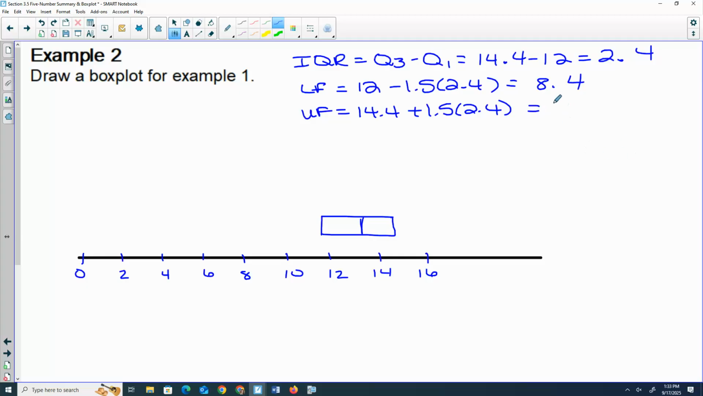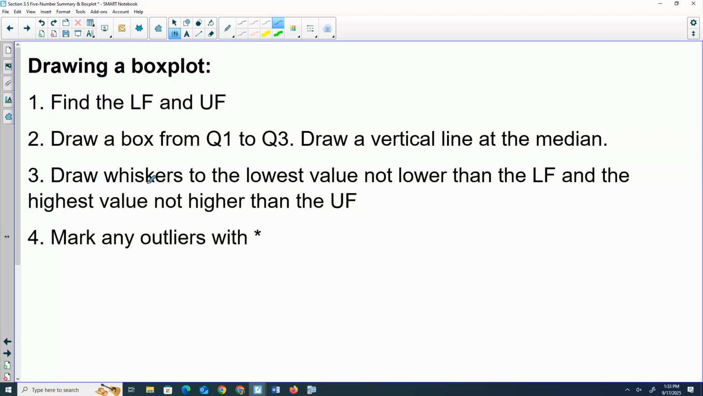And that gives me 18. Do we have any outliers in our set? Anything smaller than 8.4 or bigger than 18? Yes. Okay. We draw whiskers to the lowest value, not lower than the lowest fence.